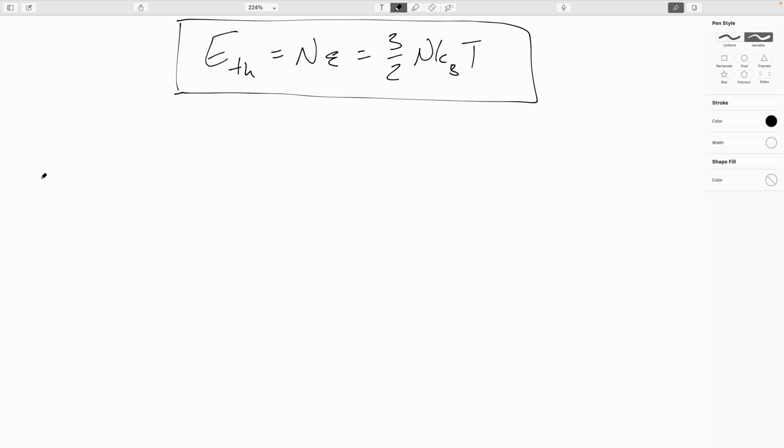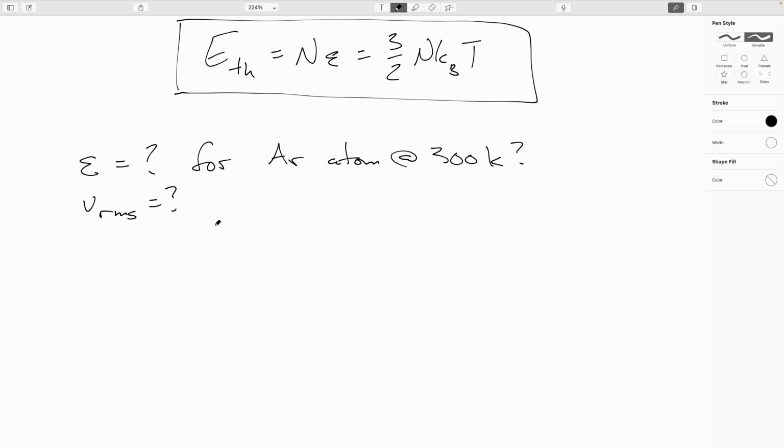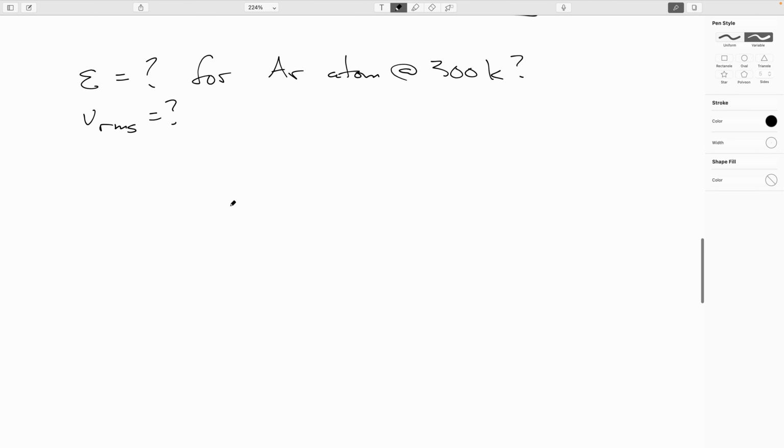But just to help make this a little bit more concrete, let's figure out what the average thermal energy of an argon atom is at 300 Kelvin, which is a room-ish temperature. And while we're at it, we'd also like to know, what is the RMS speed? Remember, once we have the RMS speed, if we wanted the average speed or the most probable speed, we'd just take 92 or 82% of that number. So this is the easiest of the numbers to calculate for that.